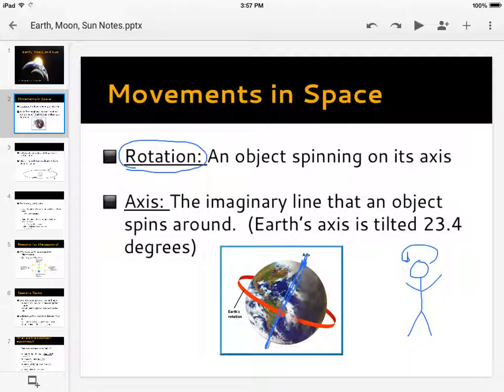If you jump up and down and spin, you'd be straight up and down, right? Well, the Earth is actually tilted at 23.4, or a lot of times we see 23.5 degrees, like that. We'll talk about that later, but it's very important why that is tilted.